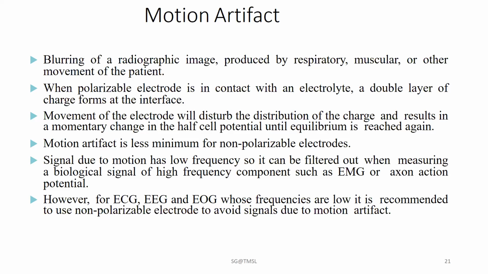Okay, and the signal due to motion has low frequency, so it can be filtered out when measuring a biological signal with high frequency components, such as EMG, to monitor the muscle signals, or an action potential. For ECG, EEG, and EOG, whose frequencies are low, it is recommended to use a non-polarizable electrode to avoid signals due to motion artifacts.